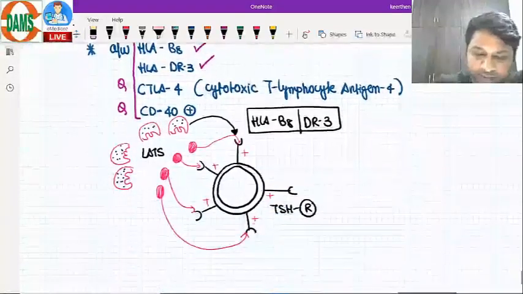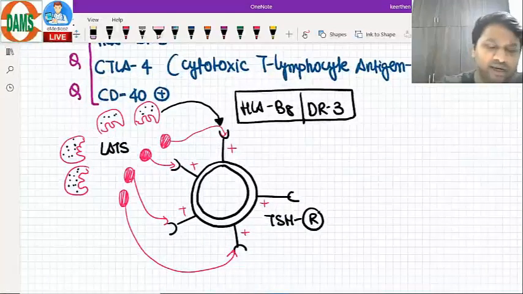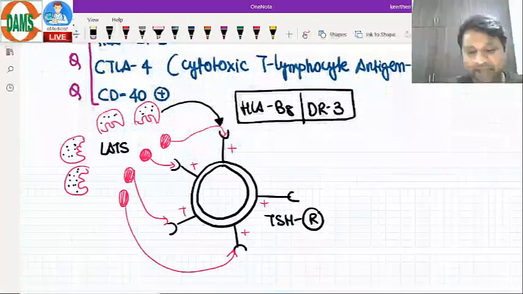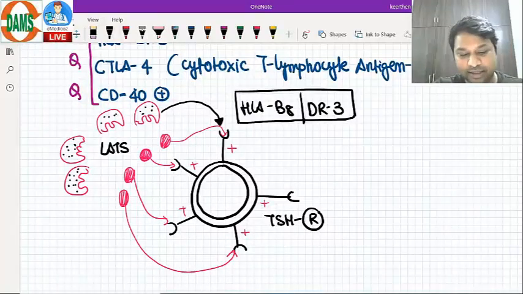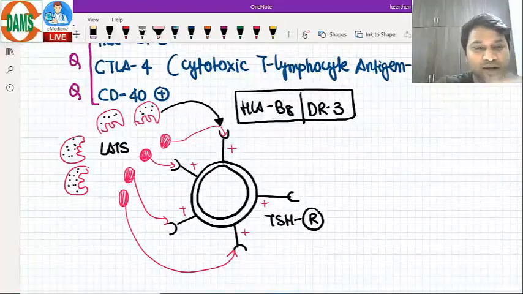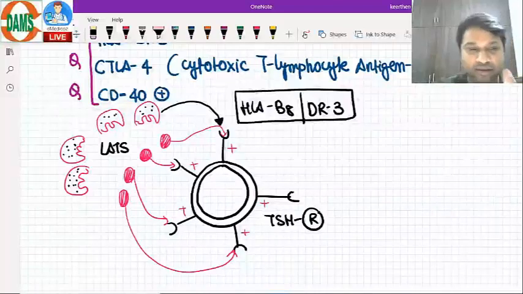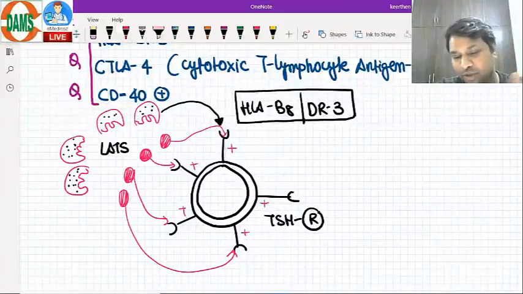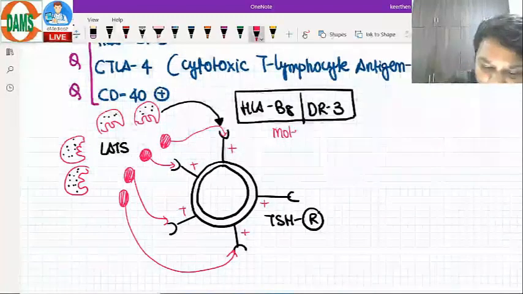Okay, so I'll repeat the pathophysiology. Again, it's an autoimmune disorder, so there will be an antibody formation. These antibodies are named as LATs. Once the antibodies are synthesized, they are targeted against the TSH receptor and bind to it. The configuration of the receptor and the antibodies do not match initially, so it takes help from the body, that is human leukocytic antigen B8 and DR3. They help in molecular mimicry.